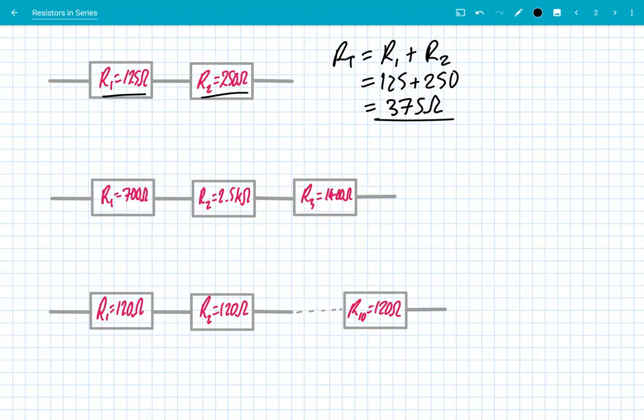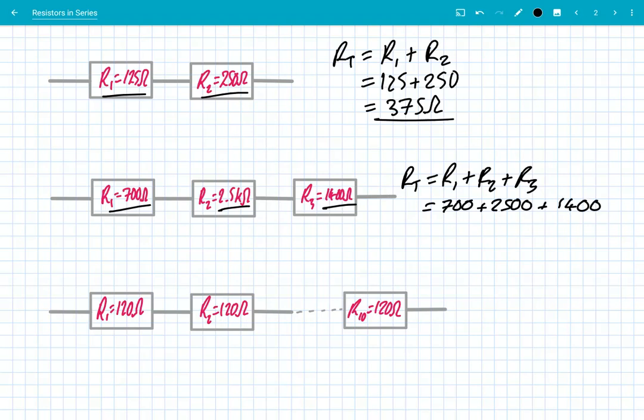The next one, we've got three resistors, 700 ohms, 2.5 kilo ohms, and 1400. So this time we do RT is equal to R1 plus R2 plus R3. You just keep repeating for the number of resistors that you have. That's 700 plus 2500 because it's kilo ohms, plus 1400, which gives me 4,600 ohms.